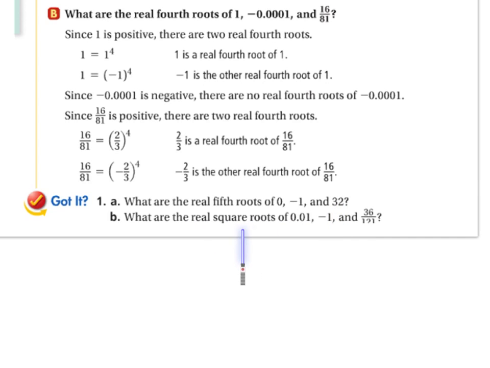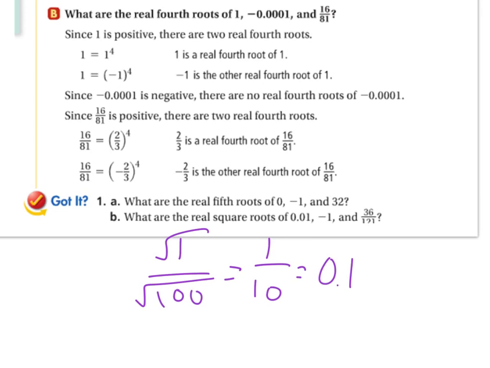And then real square roots for 1/100th, negative 1, and 36 over 121. So 1/100th, again, if you think of that as a fraction, you can take the square root of the 1 and the square root of the 100. You get 1/10. So that's the square root of 1/100th, or as a decimal, 0.1. There are no real square roots for negative 1 because it's negative.